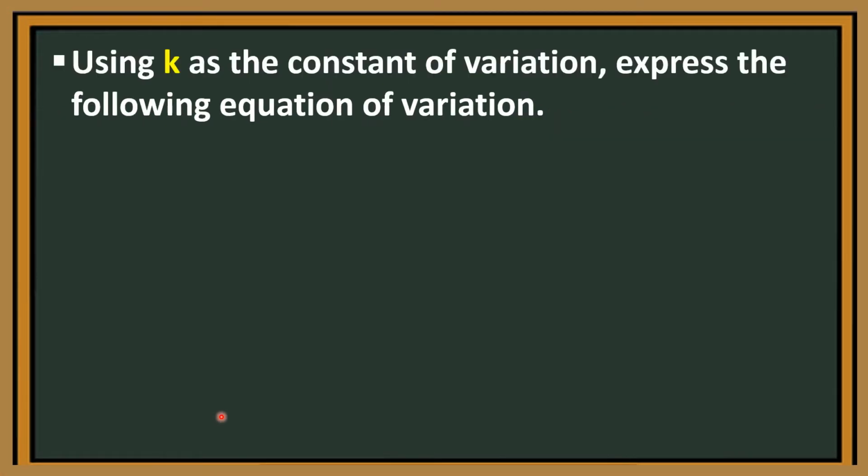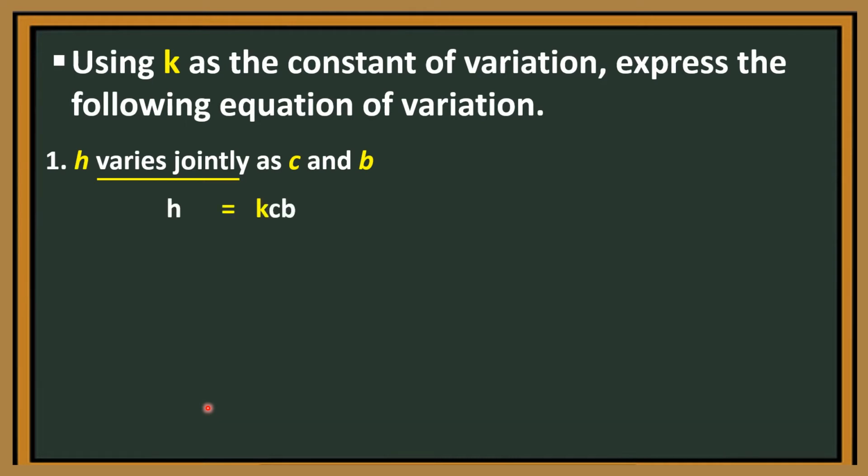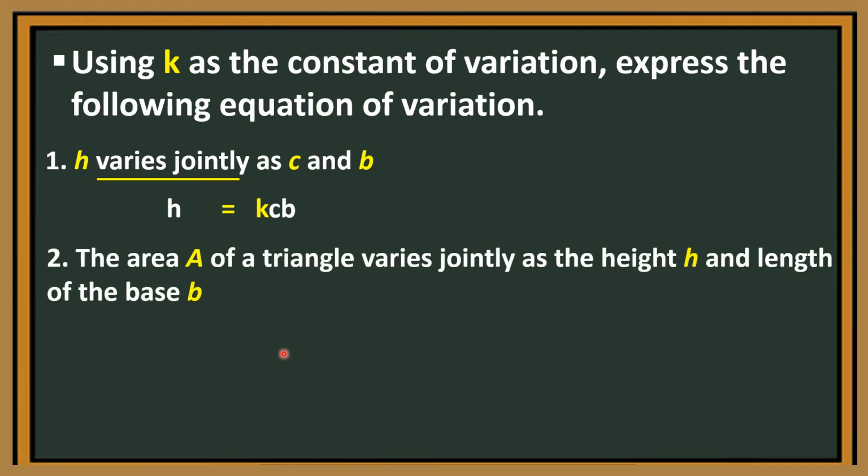Using k as the constant of variation, express the following equation of variation. Number 1, h varies jointly as c and b. Varies jointly, that is the keywords. And then the equation, h is equal to k times c times b, wherein k is the constant. Number 2, the area A of the triangle varies jointly as the height h and length of the base. Varies jointly, that is the keywords. Equation, A is equal to k times h times b, wherein k is the constant.